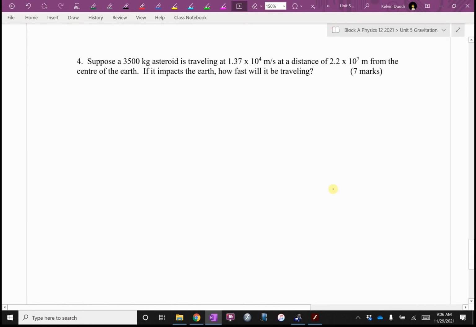Number 4. Ooh, asteroid impact. Again, is this question asking how much work? Then don't be writing work equals change in plus change in. If we're impacting the planet, are we in a stable orbit? No. Don't be saying gravity is what's pulling me in a circle. Okay. Conservation of energy.